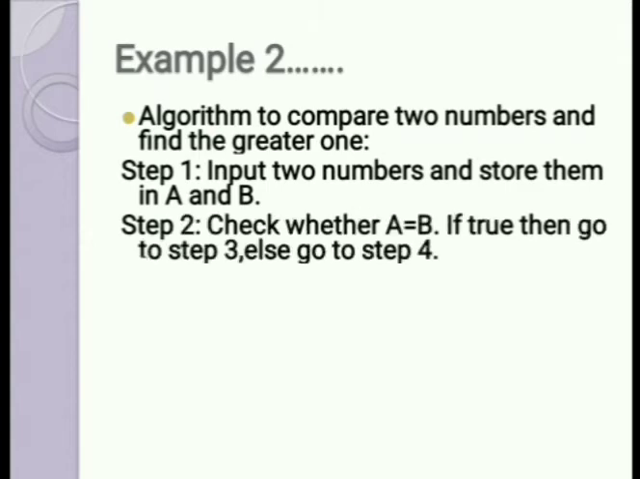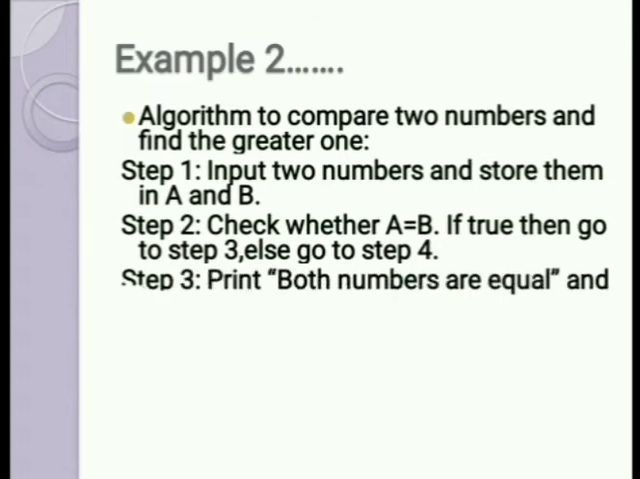The next is check whether A is equal to B. If true, then go to step 3, else go to step 4. So I am telling the reader to check whether A is equal to B. Whatever value the user has given, we have to check whether A is equal to B. If that condition is true, then go to step 3, else go to step 4. We'll see what step 3 and step 4 are.